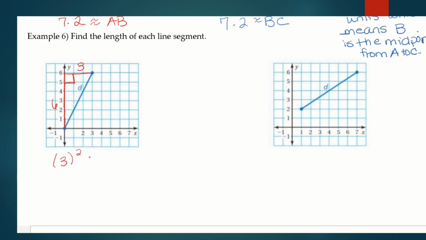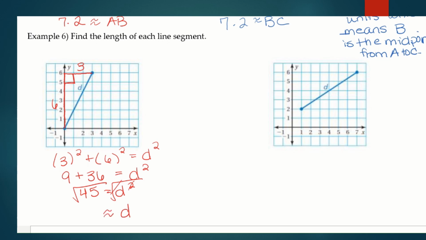So 3 squared plus 6 squared is D squared. 3 times 3 is 9. 6 times 6 is 36 equals D squared. 9 and 36 is 45, which I know for sure is not a perfect square. So when I square root both sides to undo that squared term of D, again, I'm going to give you an approximate here. We're going to round to 1 decimal place. We're going to say 6.7 is the approximate length of D.